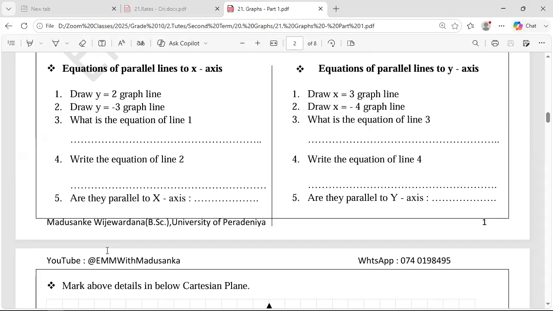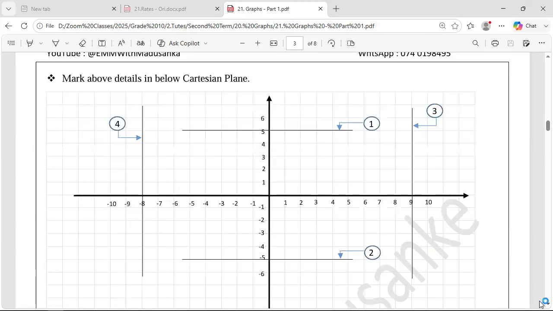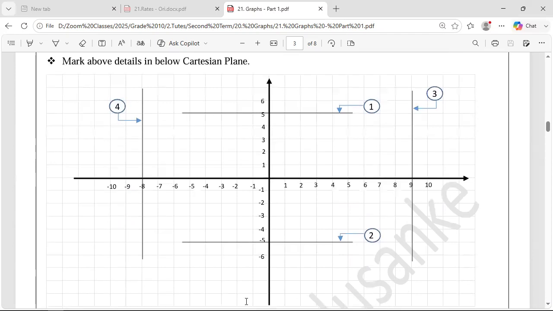On the right hand side, draw x equals 3, draw x equals minus 4. What is the equation of line 3? Then write the equation of line 4. And are they parallel to y-axis? Okay, let's see.